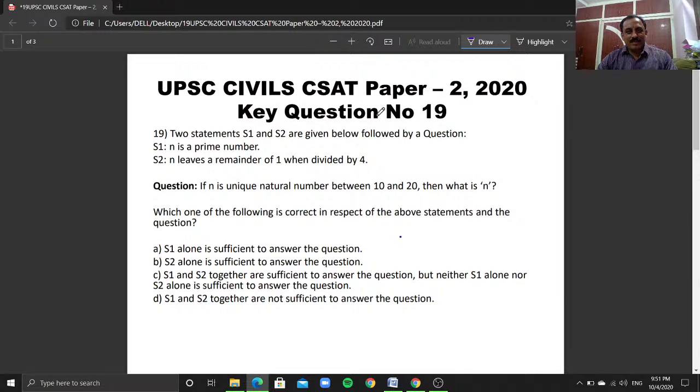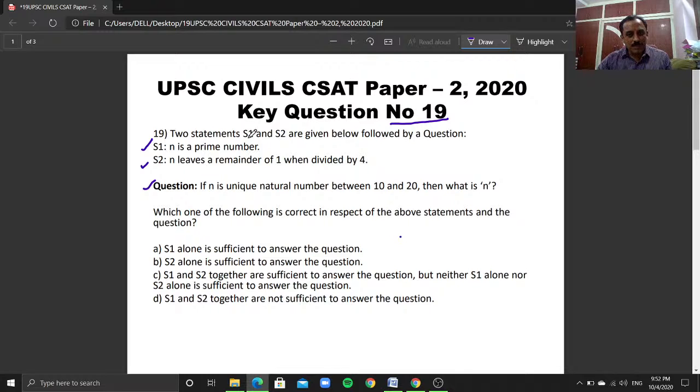Today is Civil Services CSAT paper 2 key with explanation, question number 19. Question number 19 is a data sufficiency question. In data sufficiency, you need not find the exact answer. Here, they will give one question and also two statements, S1 and S2. Based on these two statements, first read the question. Which statement is sufficient to find the answer? From statement 1, can you find the answer, or statement 2? Is statement 2 sufficient to find the answer or not? We have to check it.